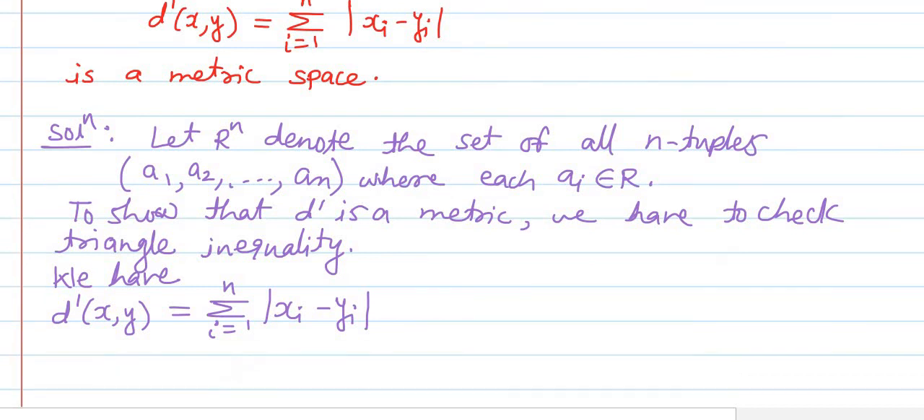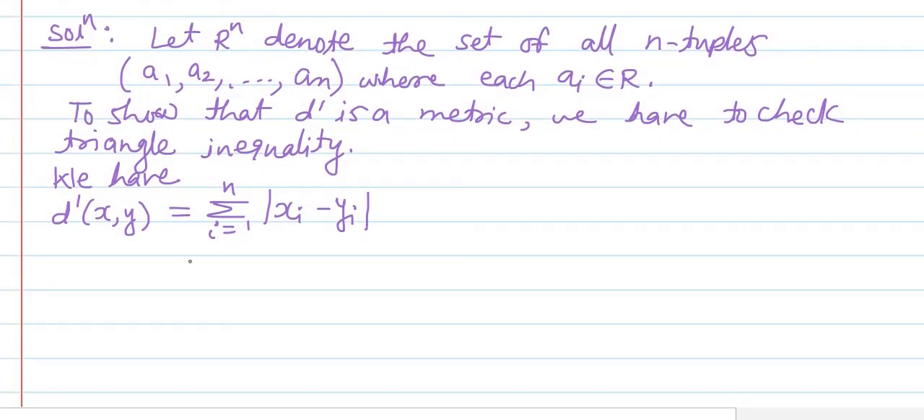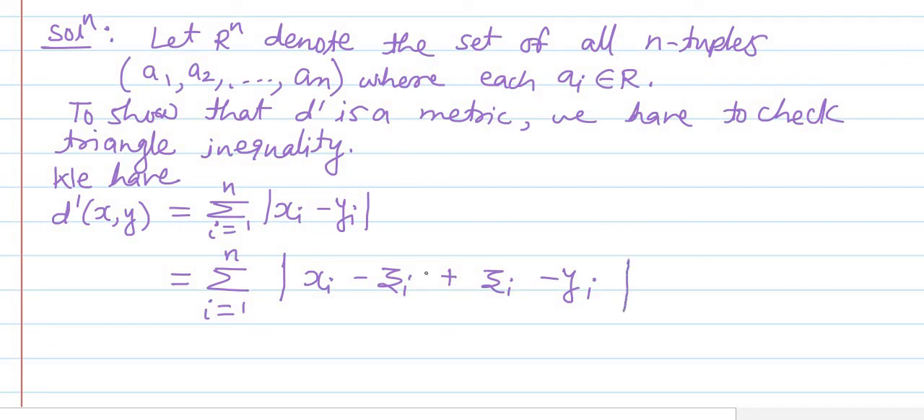Okay, now this can be written as, as we have done many times earlier also, summation over i equal to 1 to n mod of xi minus zi plus zi minus yi. Okay, so we have subtracted a real number zi and added a real number zi. Adding and subtracting the same real number doesn't change its value. Only the arrangement we are going to change here.